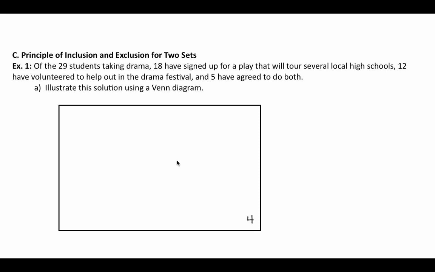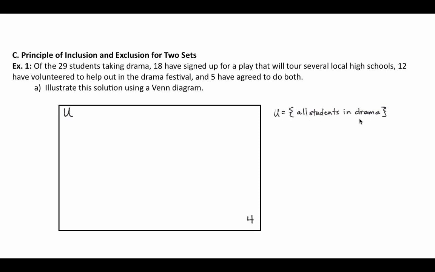So of course, because we're talking about 2 groups, we're talking about 2 sets: students that have signed up for a play and students that are helping out with the Sears Drama Festival. We're going to have 2 circles. And so first, for posterity, we're going to label what our universal set is. That's usually the first step that we take. The universal set, in this case, is the set of all students that are in drama.